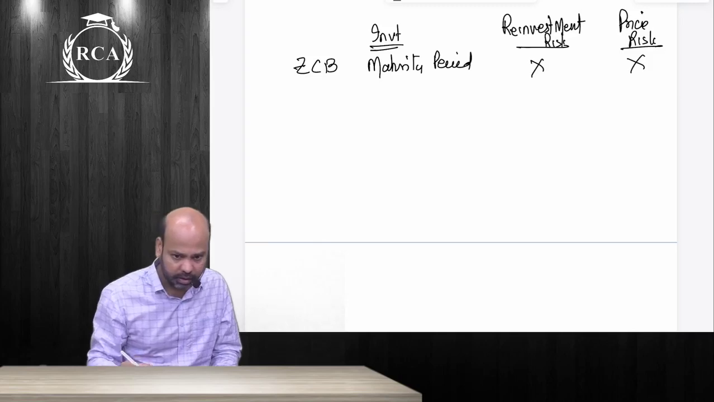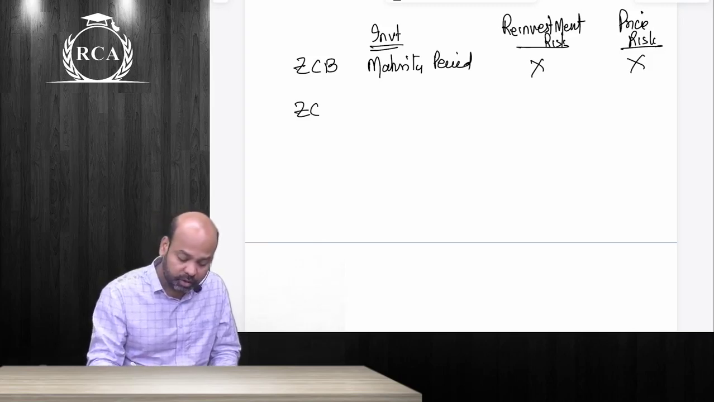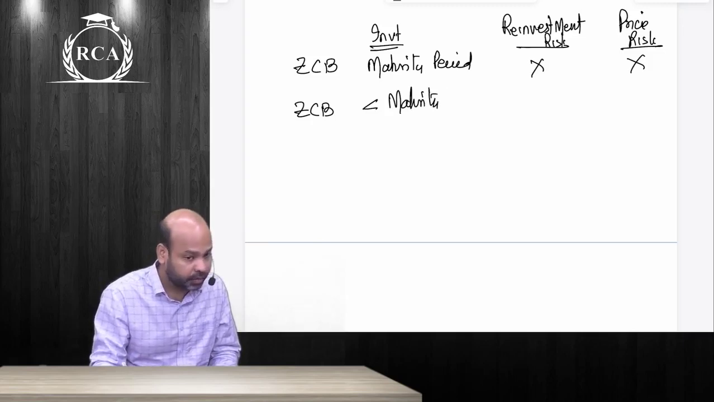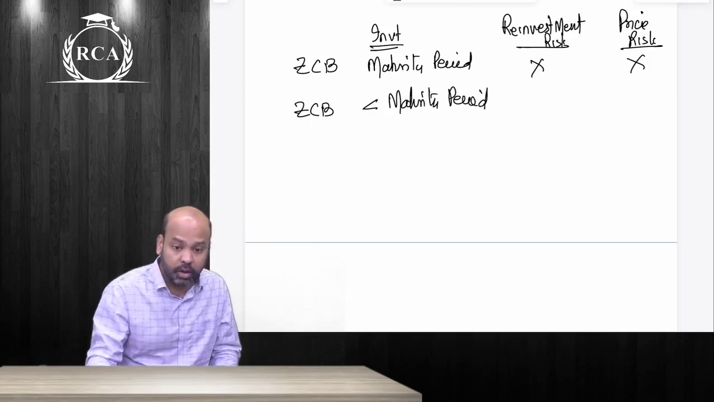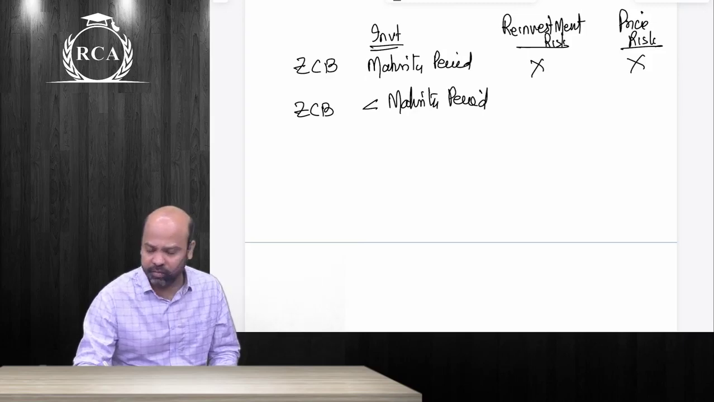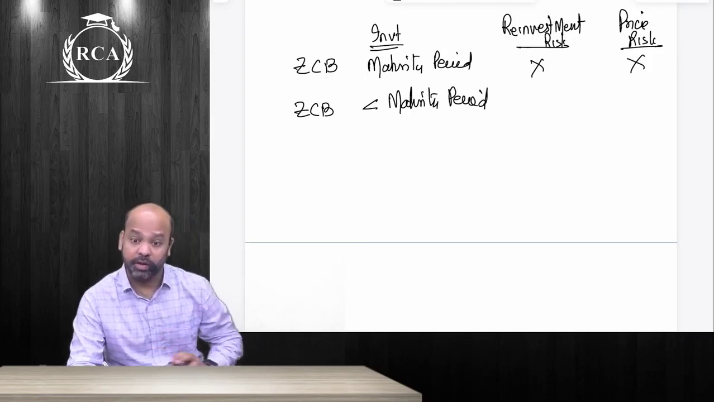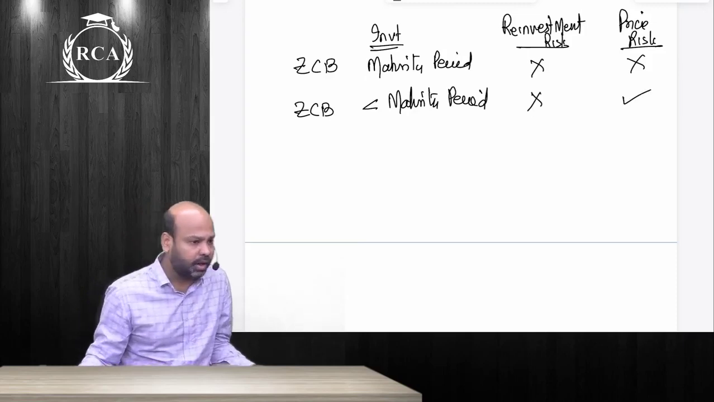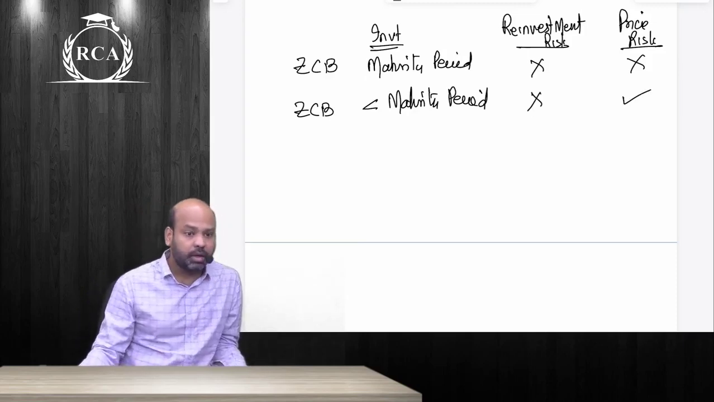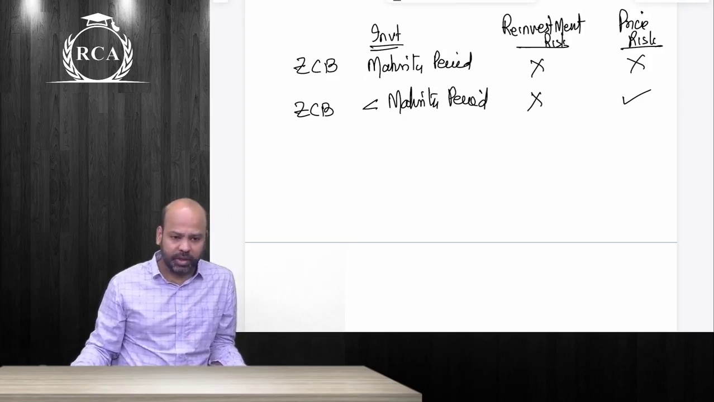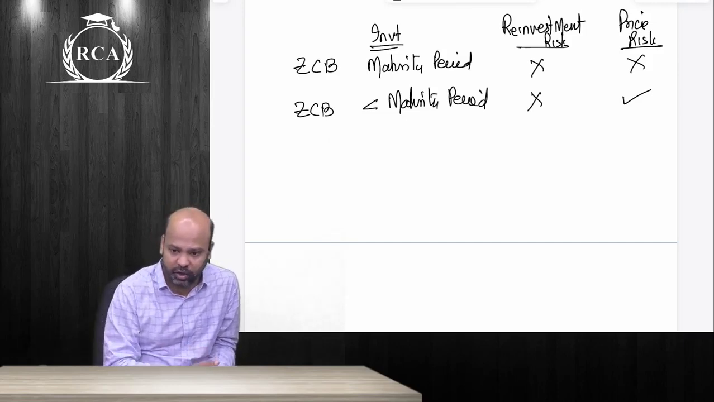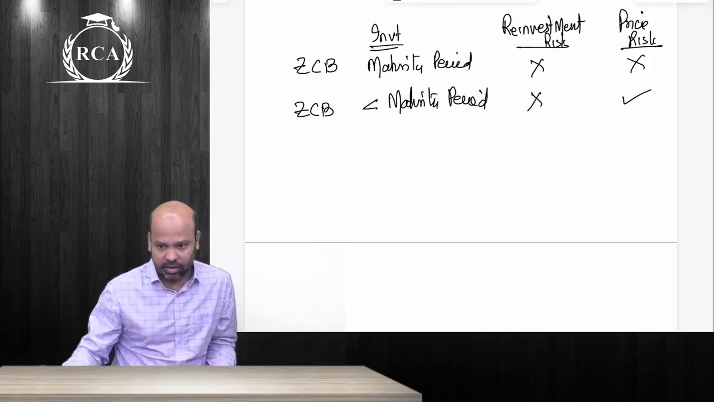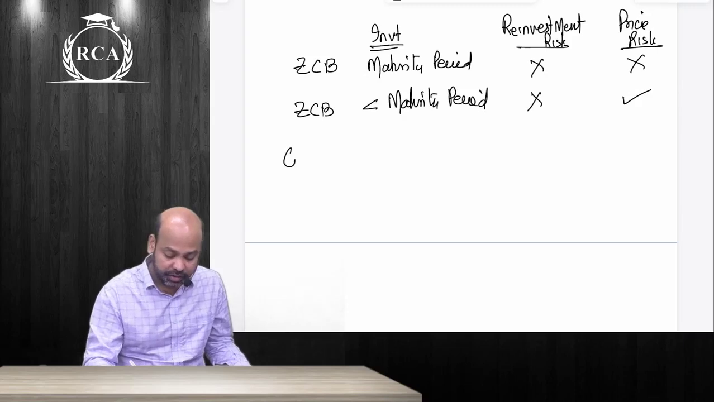Is that clear? What if you invest in a zero coupon bond for a period less than its maturity period? You still do not have reinvestment risk because you do not have to worry about reinvesting those interim cash flows. But then will you have price risk? Undoubtedly, yes. We will have price risk as such because, if the interest rates change, the value of the bond will change. If the value of the bond is changing, the price that we realize will change.